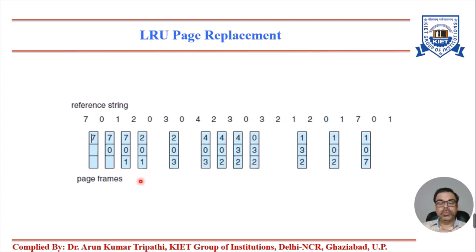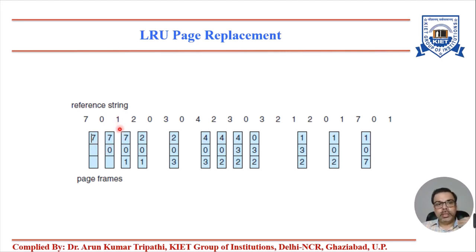Now LRU. LRU stands for least recently used. It will replace the page that has not been used for a longer time. Here, 7: there is a memory space when the CPU generates the address reference 7. The frame is free there, so it will be inserted. Then after that, 0: there is a free frame, so 0 will be brought into the main memory. It is also treated as a page fault.